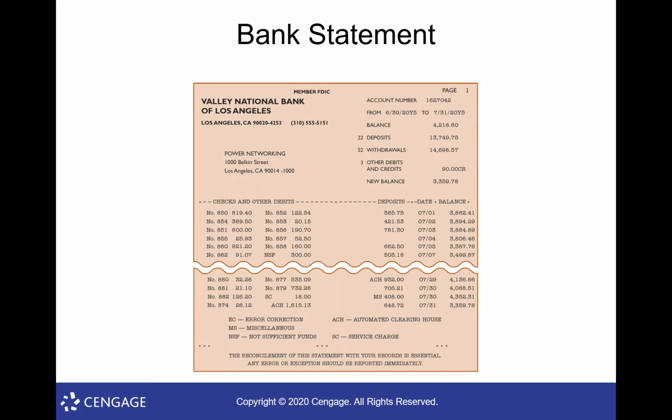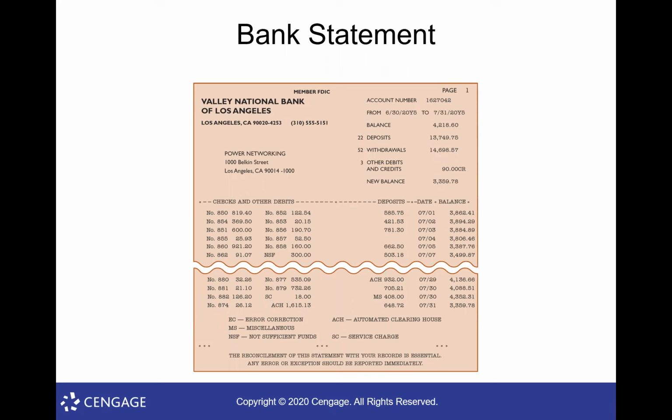Okay, so here's an example of a bank statement from Valley National Bank of Los Angeles. I like their attention to detail. They actually used a Los Angeles area code there and zip code. Good on them, I guess.